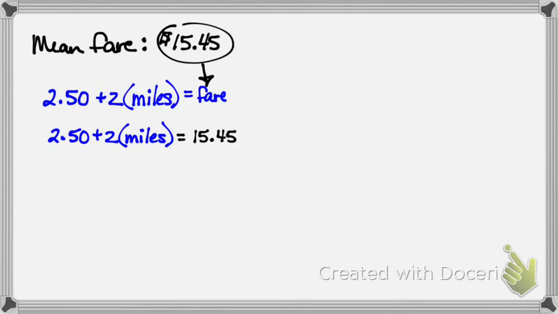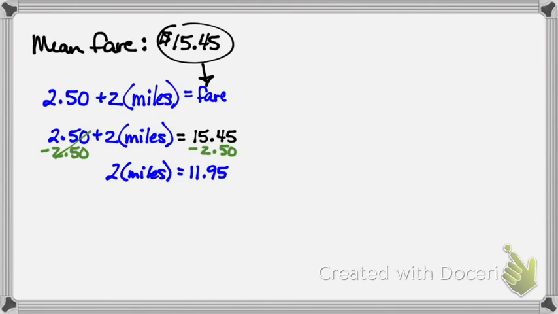And then from here I'm going to solve it like a 2-step, Algebra 1, Algebra 2 style. What would I need to eliminate first as I'm trying to isolate miles? 250, so I'm going to subtract 250 from both sides. So I'd have 2 times the miles is equal to 13, what is that, 1195? Somebody check my math, I don't have a calculator in front of me.